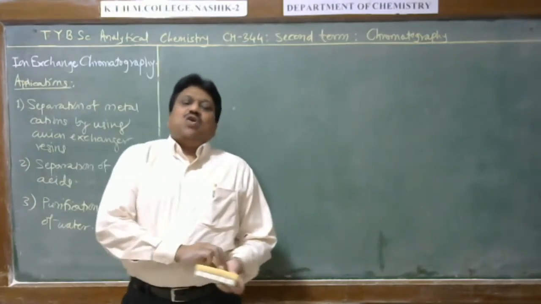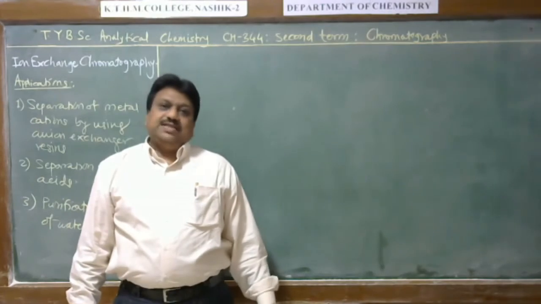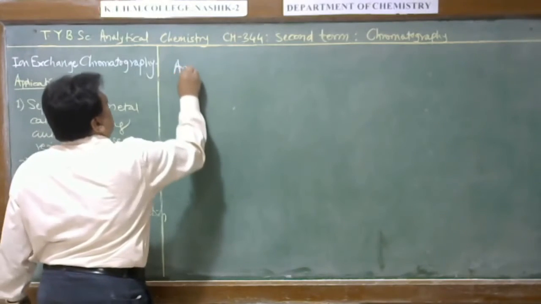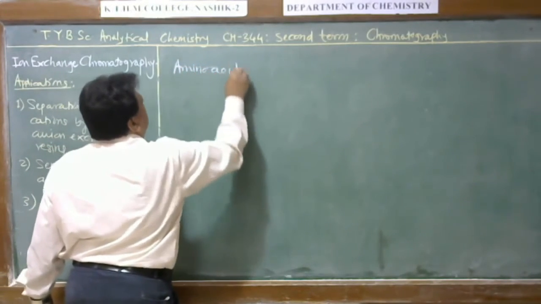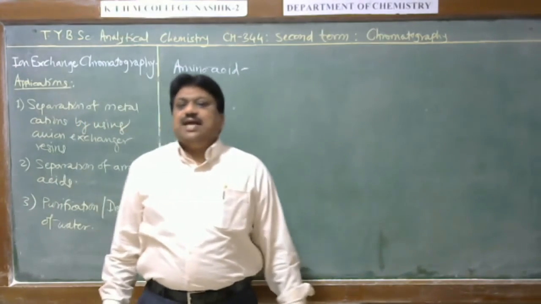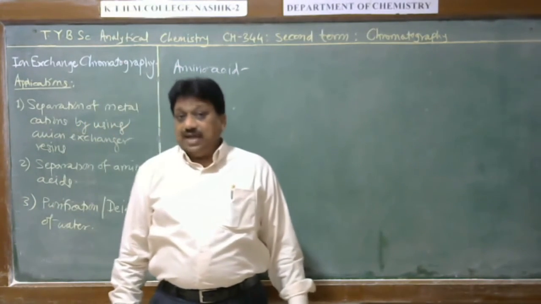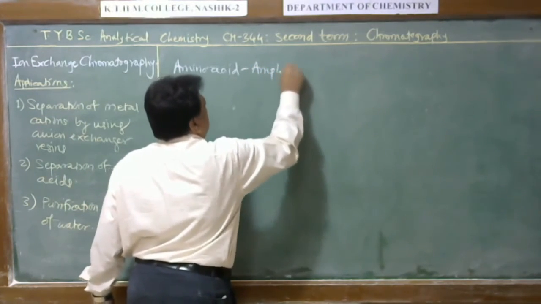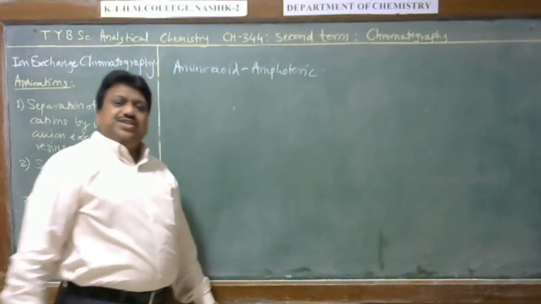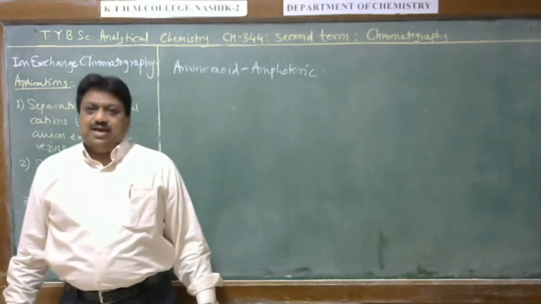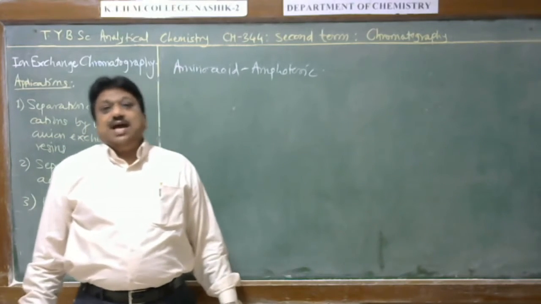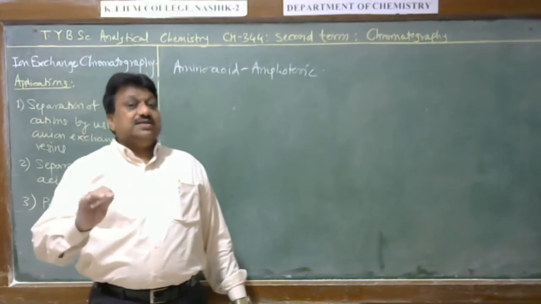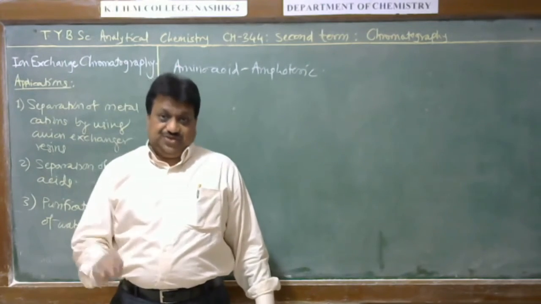The second application of ion exchange chromatography is the separation of amino acids. Amino acids are amphoteric in nature. That means an amino acid can donate an H+ ion and can also take an H+ ion. Therefore, by changing the pH, we can convert an amino acid into a cationic form as well as an anionic form, and we can easily convert it into an ionic compound by changing the pH.